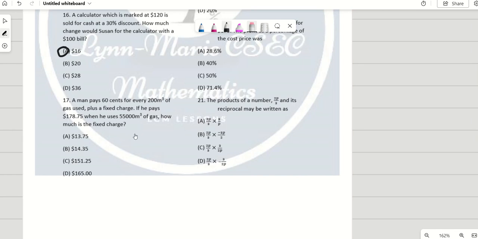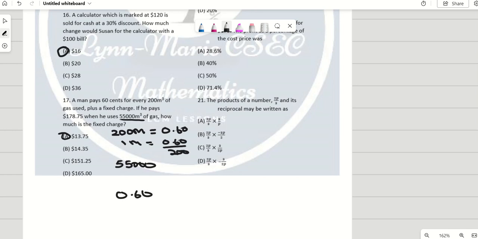Now guys, if you remember this question, the values are the same. The answer is E, but let's check it. Right? So we know for every 200 meters, you're paying 60 cents. Then for 1 meter, it would be 0.60 over 200. And we want to find out for 55,000. So it would be 0.60 over 200 multiplied by 55 and 3 zeros.